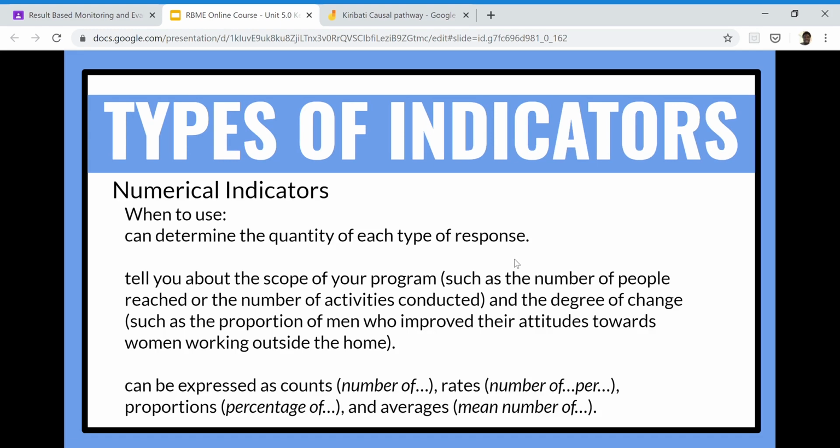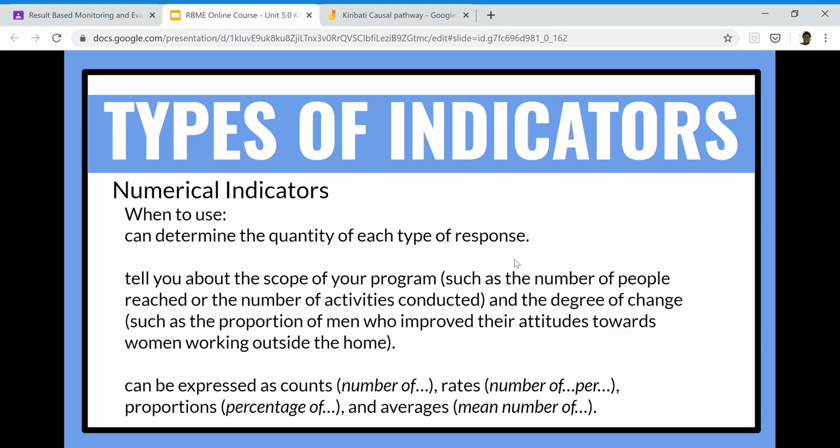So what are the types of indicators that we have? This has also been some form of argument: what kind of indicators do I use? There are 2 types of indicators actually. There are numerical indicators and there are also non-numerical indicators. Numerical indicators are used in quantity, so in terms of quantifying your outcome statement.